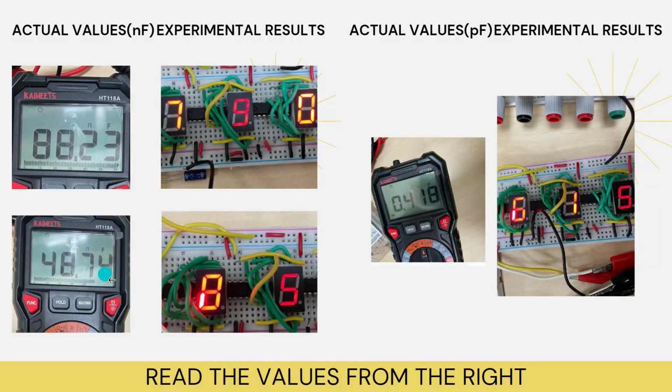Here it is 58, and it's showing 48. Here it is 519, and it is showing 418. So 418 picofarad, and this is 516 picofarad. Sorry. So it's showing somewhat close, but not that much. So whenever we are measuring capacitance in picofarad, we are involving somewhat more precision issues.